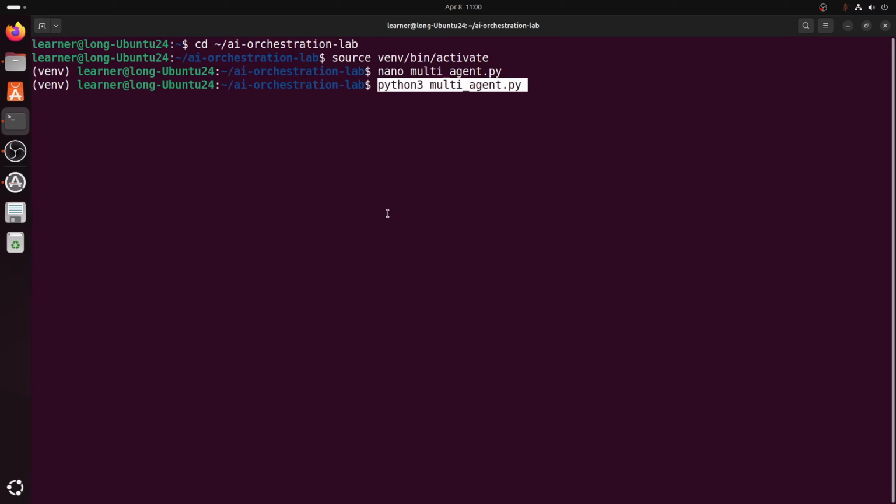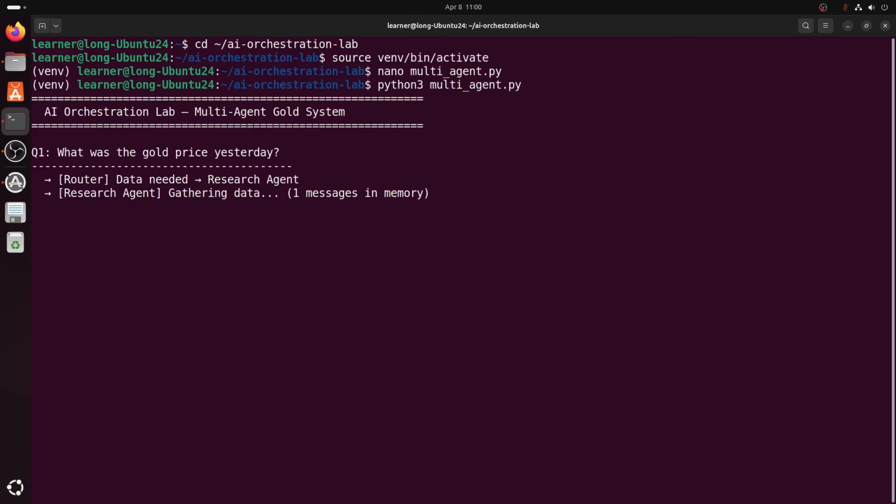Question 1. What was the gold price yesterday? Watch the routing. Router says, data needed, research agent. Research agent gathers data. Twice. Once to request the tool, once to see the result. And then, data delivered, no analysis needed. Straight to end. The analyst never ran. Pure data question, pure data answer.